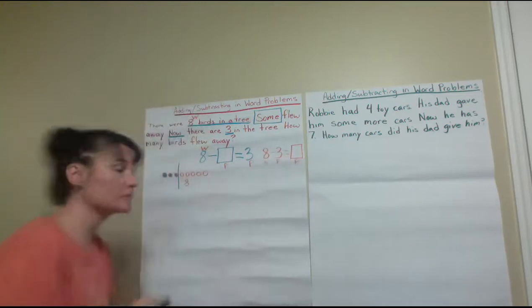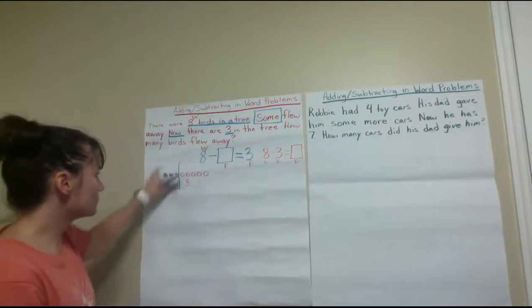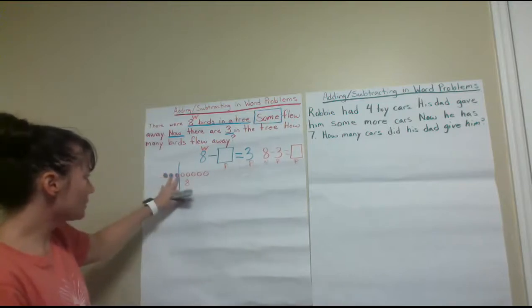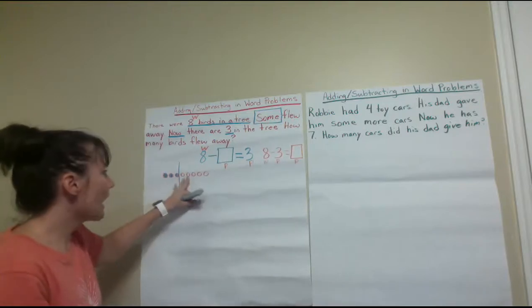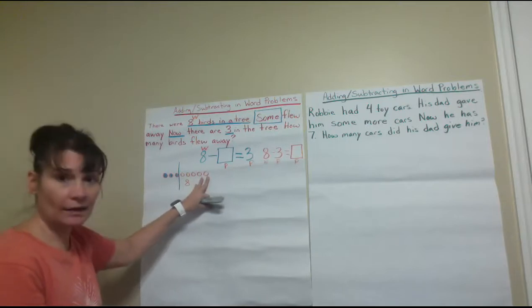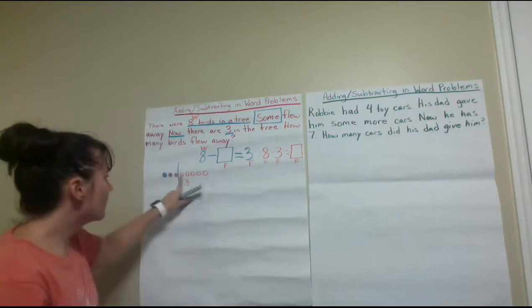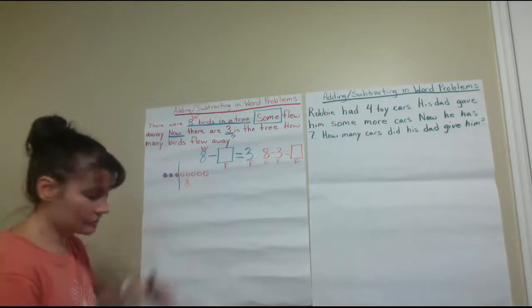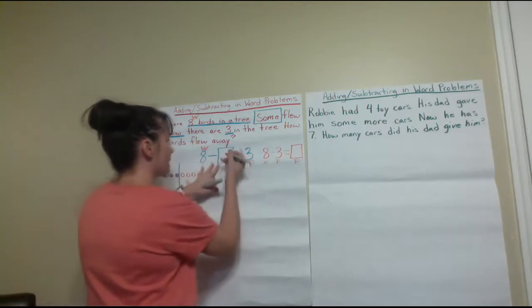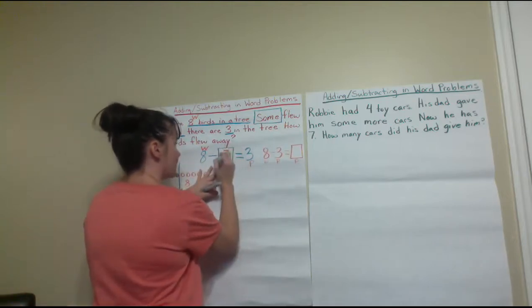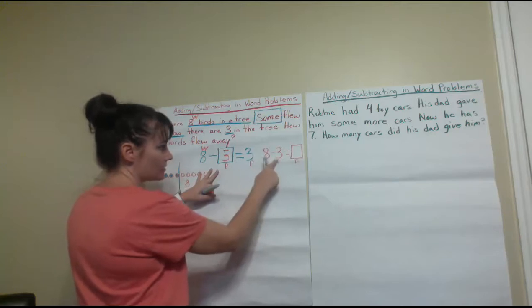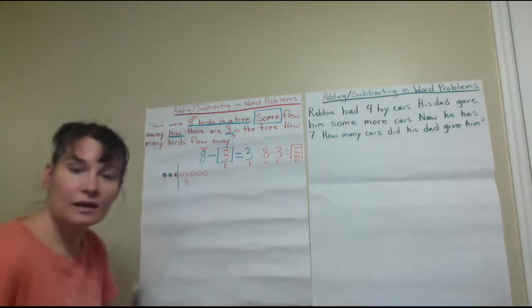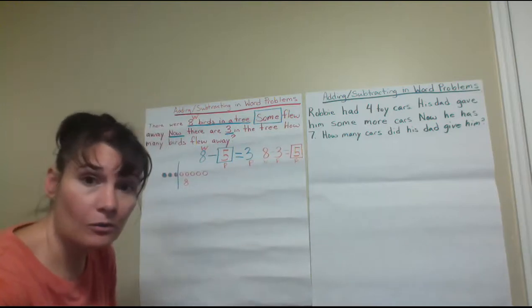So if I had 8 total, and I know I'm going to end up with 3, I went ahead and colored in the 3 that I know. How many flew away? Let's count them. 1, 2, 3, 4, 5. So I know that 8 minus 5 equals 3, and 8 minus 3 equals 5. Now let's think about part-part-whole.